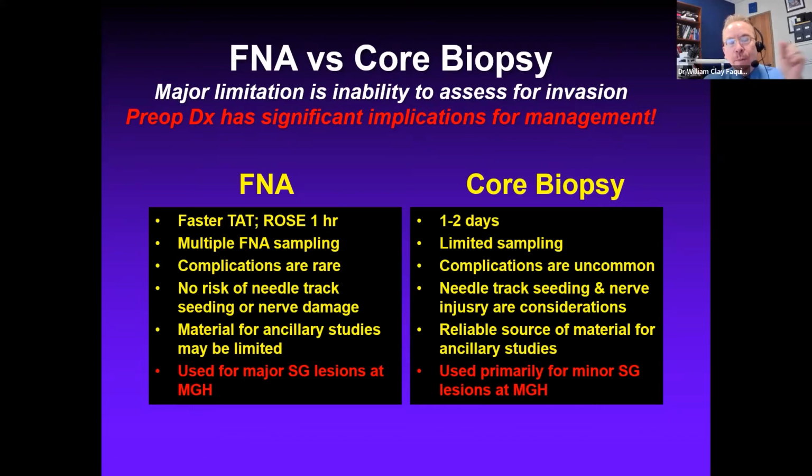We can sample with multiple needle sticks various areas of the tumor, and the risk of complications like needle tract seeding or nerve damage are very low. I think the one disadvantage of doing an FNA is probably the availability of material for ancillary studies. So you need to be very aware of that and try when necessary to get material for a cell block. And that's the advantage of doing a core biopsy, is that it's going to be a more reliable source of material for ancillary studies. But I really don't prefer core biopsies for the major glands.